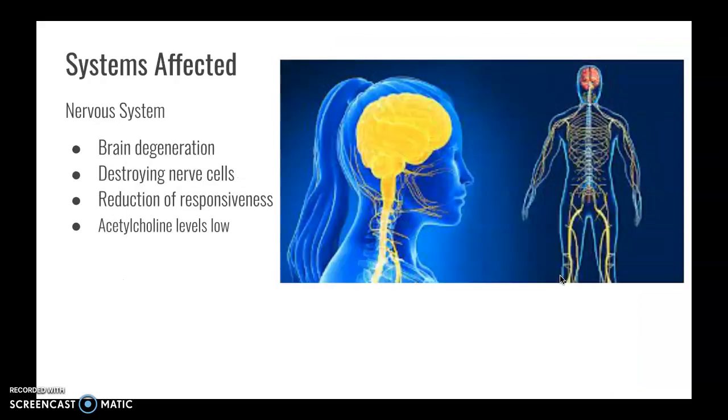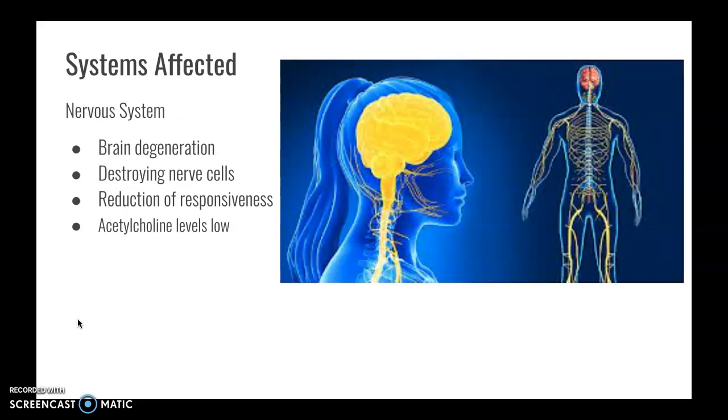In Alzheimer's disease, the main system that is affected is the nervous system. As you can tell, this is because parts of the brain degenerate, and the brain is part of the nervous system. Because of this, nerve cells are destroyed and the remaining ones respond less to many of the chemical messengers that transmit signals between nerve cells in the brain. The level of acetylcholine, a neurotransmitter that helps with memory, learning, and concentration, is low.